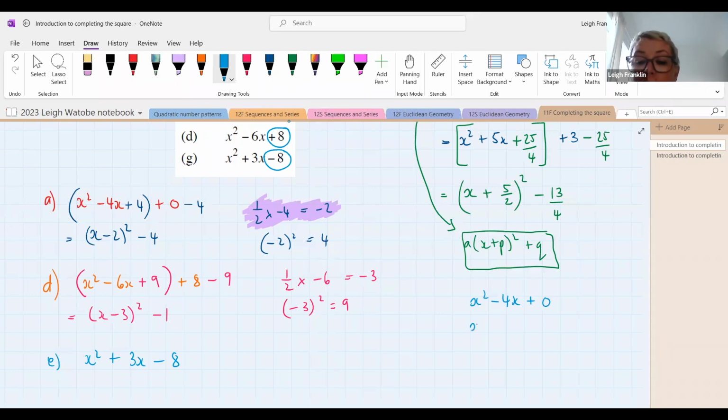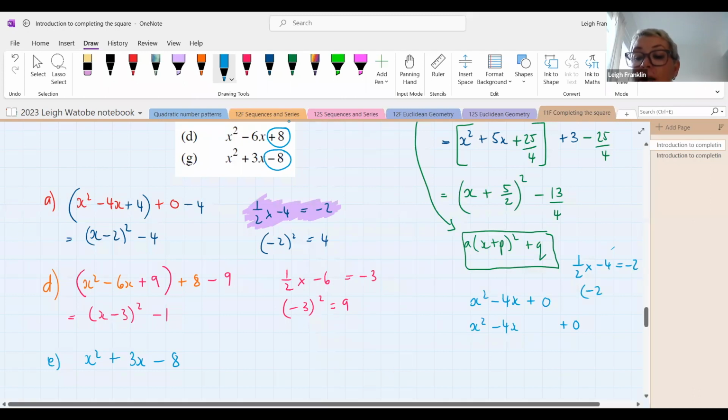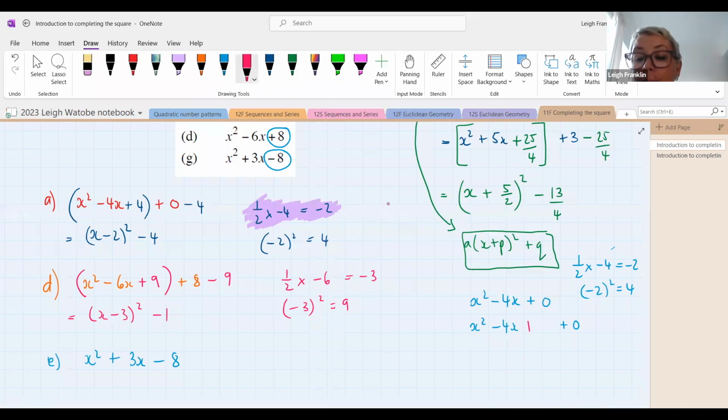So what I was showing you is I'm going to keep the x squared minus 4x together, and I'm going to put my plus 0 over here. I'm going to complete my square by taking half of negative 4, which is negative 2, and then that's the number that I have to square. That gives me 4. So now I'm going to plus my 4 over here to make my perfect square trinomial, and then I'm going to balance my expression by taking 4 away. My perfect square trinomial factorizes to x minus 2 squared, and 0 minus 4 is negative 4. Thank you. Okay, no problem.